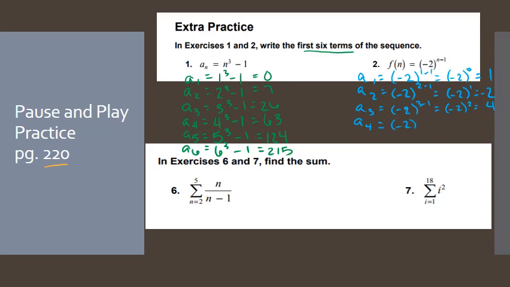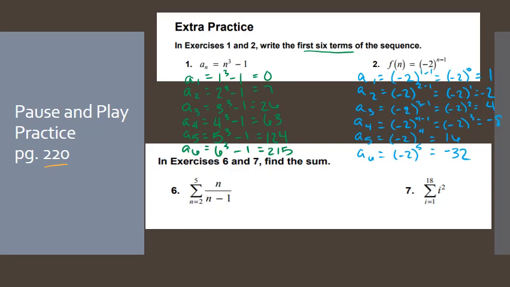A sub 4 would be negative 2 to the 4 minus 1, which is negative 2 to the 3rd, which is negative 8. A sub 5 would be negative 2 to the 5 minus 1, negative 2 to the 4th, that would be 16 positive. And then a sub 6 would be negative 2 to the 6 minus 1, which is the 5th power, and that would be negative 32. Okay, so the sequence would be 1, negative 2, 4, negative 8, 16, negative 32.